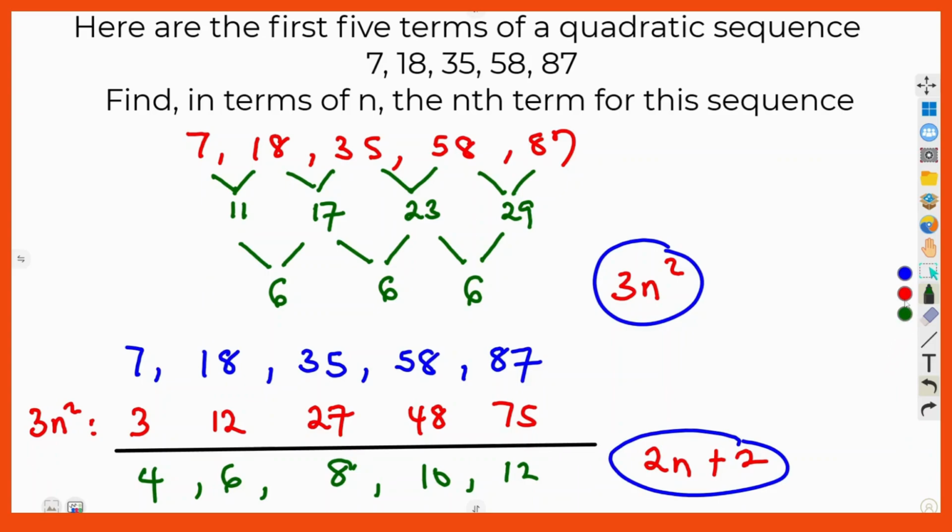And so to get your final answer, you need to add the 3n squared here to 2n plus 2. And when you add it, you get 3n squared plus 2n plus 2. This is the n term for the sequence.